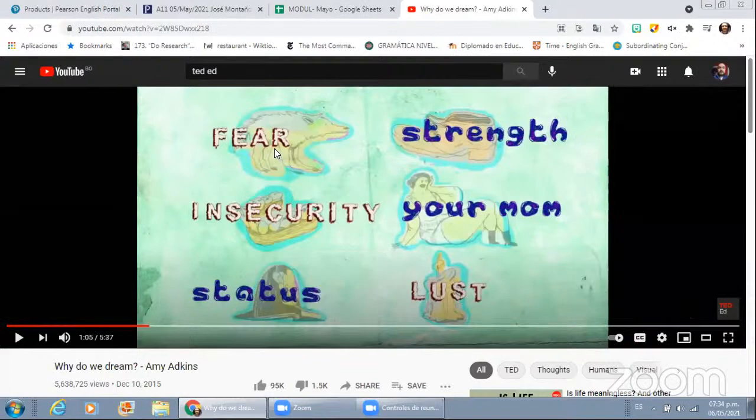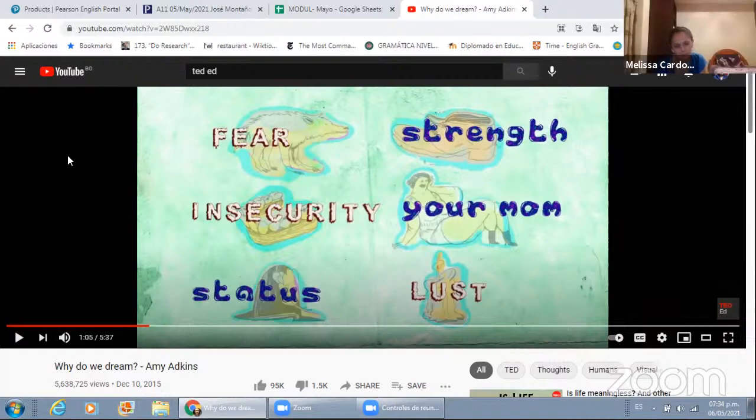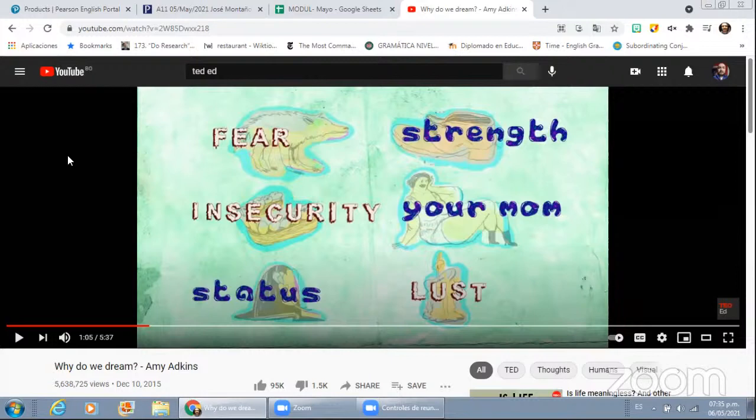I think that we have these words, right? Fear, strength, insecurity. This is something very related to psychoanalysis, but your mom is not your mom. Your mom is just a representation of something. Status and lust. Do you understand all these words, Elisa? Yes, I think so. Okay, we're going to put that into a test because it's really important to be sure about that. And also, it's a good way of practicing speaking. We know fear, but I would like you to tell me about strength and lust. How can you explain strength with your own words and lust with your own words?